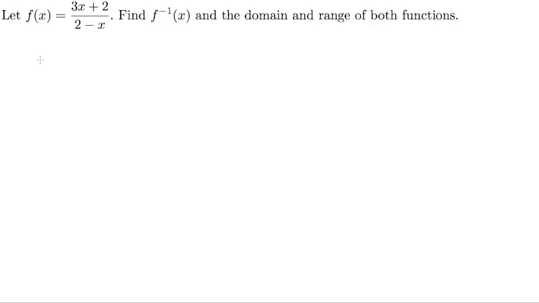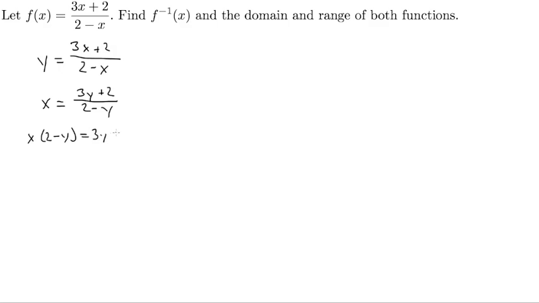So remember, the very first thing we do, we're going to rewrite the original function as y equals (3x plus 2) over (2 minus x). We switch the roles of x and y. All the y's become x's, all the x's become y's. And we solve for y. So I'm going to multiply both sides by 2 minus y. So x times (2 minus y) equals 3y plus 2.